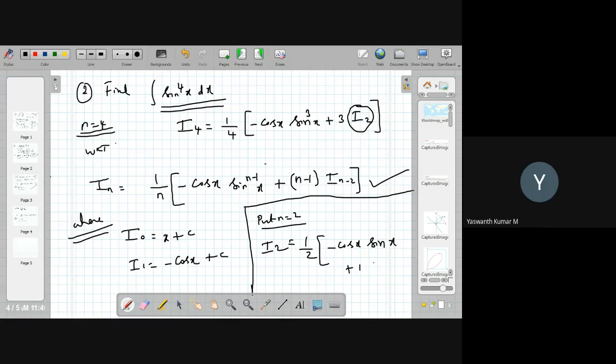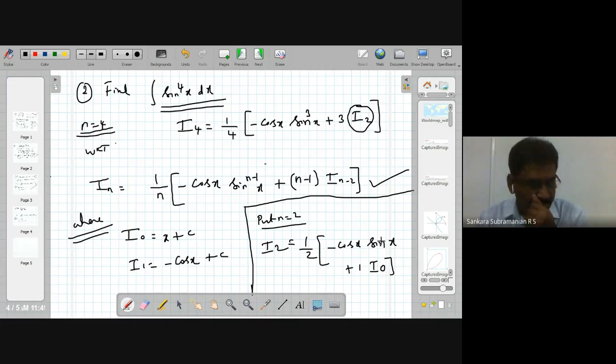I naught, we have already defined. Substituting I naught at this place is not good. It is very bad because n should not be equal to 0 or 1. n is greater than or equal to 2 is where we have proved this relationship.